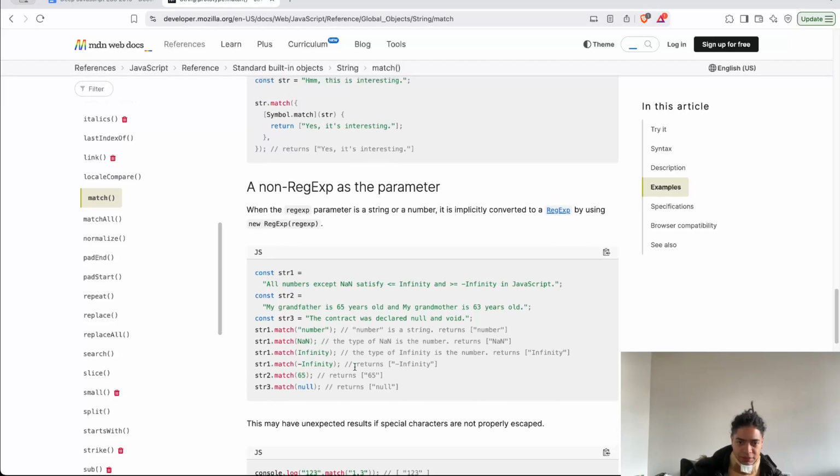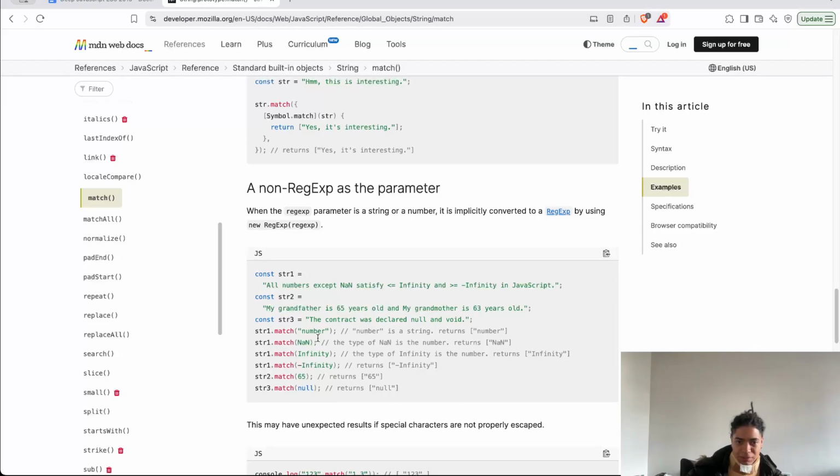Return 65. Giving that string here: "My grandfather is 65 years old." And again, it returns you the first instance of that match.